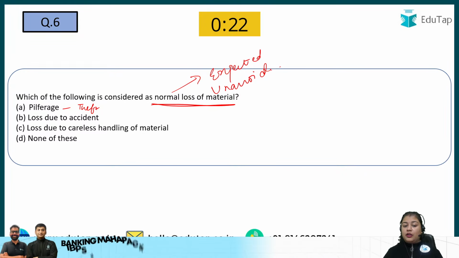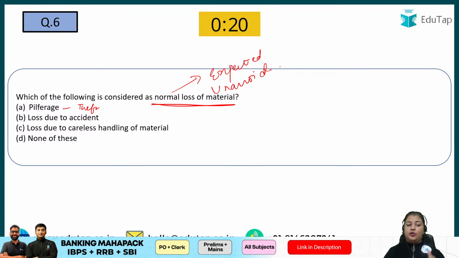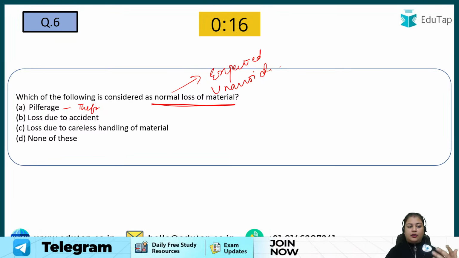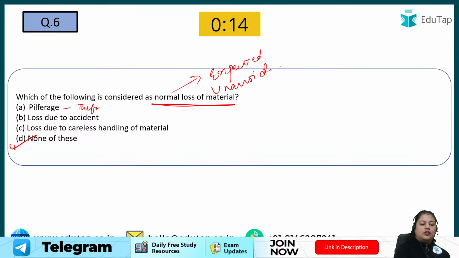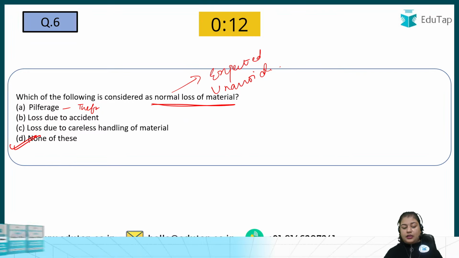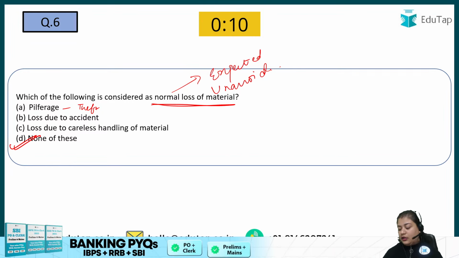See, normal loss क्या होता है? Which is expected. Do you expect theft? Pilferage is related to theft, है ना. So do you expect it? No. So the answer is D, none of these. None of these will be the correct answer in the case of 6.